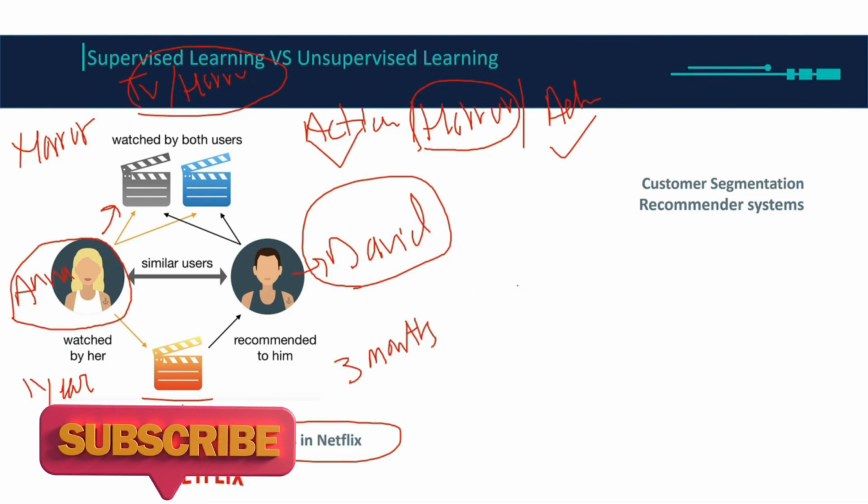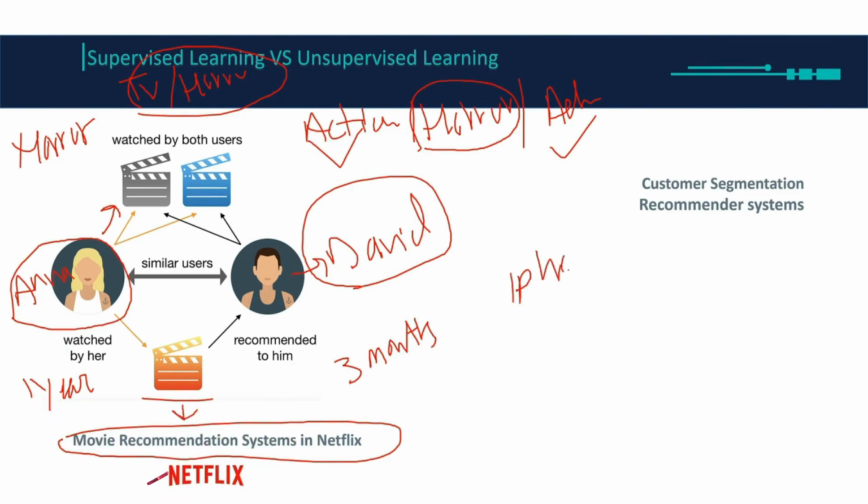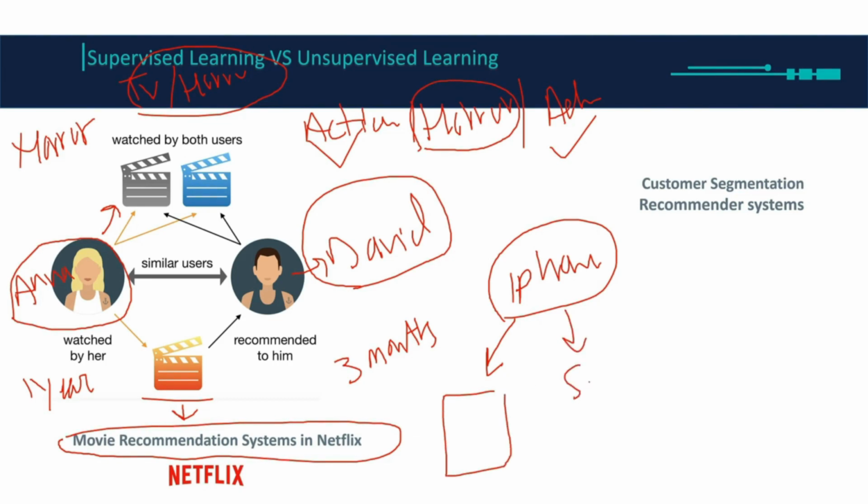Same thing in Amazon. If you buy a new iPhone, they will immediately tell you that most of the people who bought the iPhone also bought a cover, or a screen protector, and a power bank for the iPhone. Which is the same thing. Here it was watching behavior, here it was buying behavior. This is the movie recommendation system in Netflix. This is the recommendation engine in Amazon. These are examples of customer segmentation and recommendation systems.